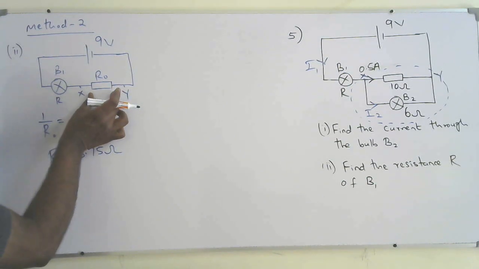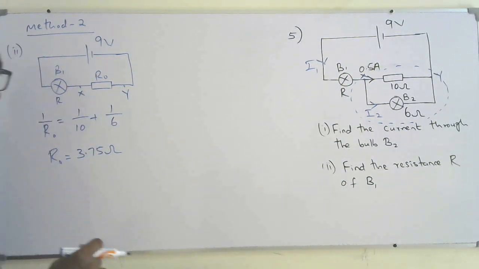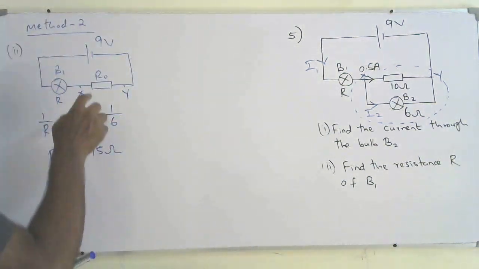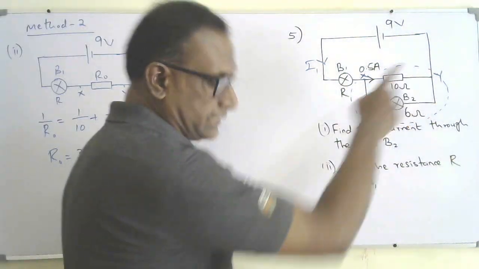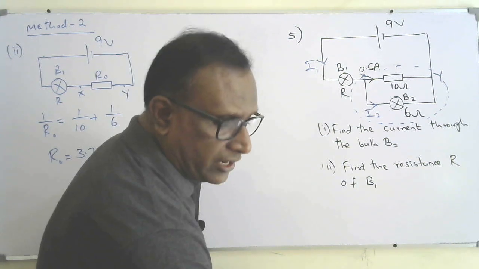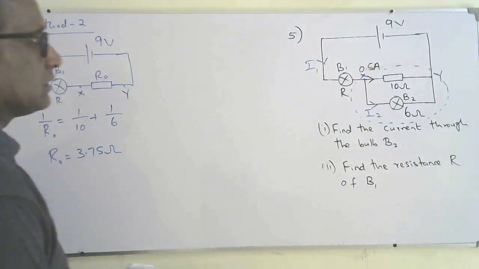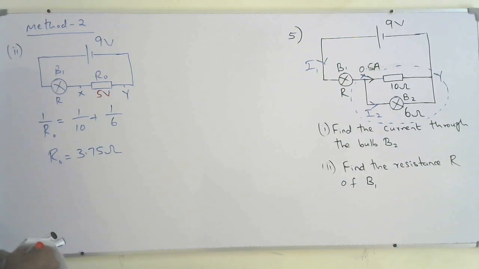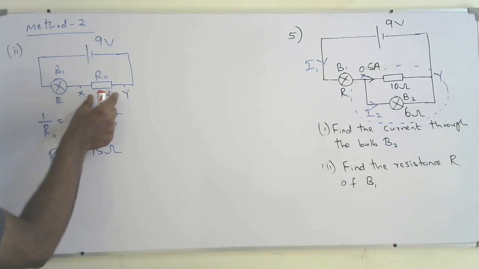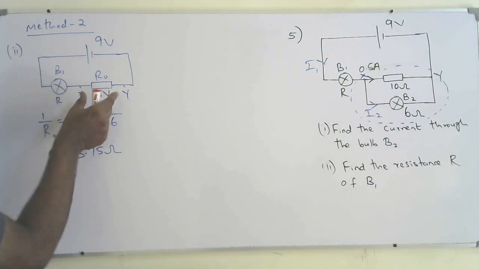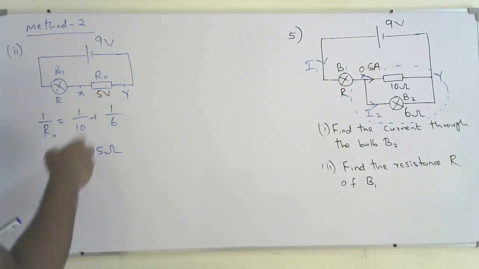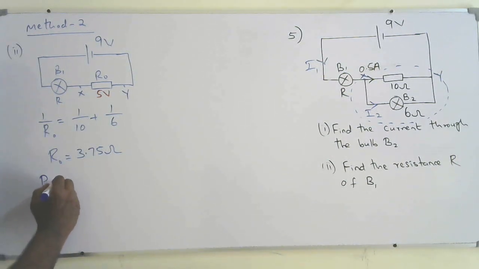Now that R naught and R are in series, and we know the voltage across R naught, that is the voltage across the junction. We already found it, that is 5 volt. So this component, the equivalent resistance, and the bulb are in series. I can use the potential divider method to find the resistance R. So a little longer method, the potential divider method.